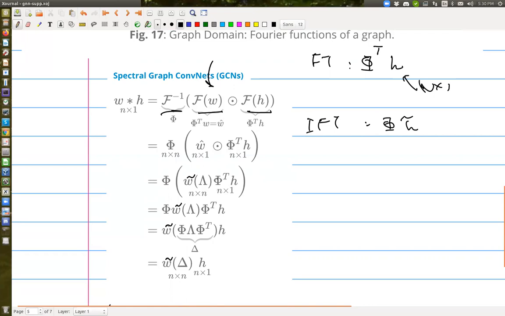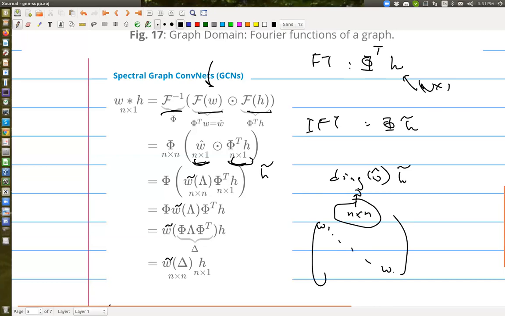So what's going on is that I have an element-wise product of this guy with this one here, right? How should I explain this? Just think of this W hat here. I can generate a matrix, a diagonal matrix of W hat, multiplied by H hat, right? And this is an N by N matrix. It's just a diagonal matrix with W1 and so on up to WN.